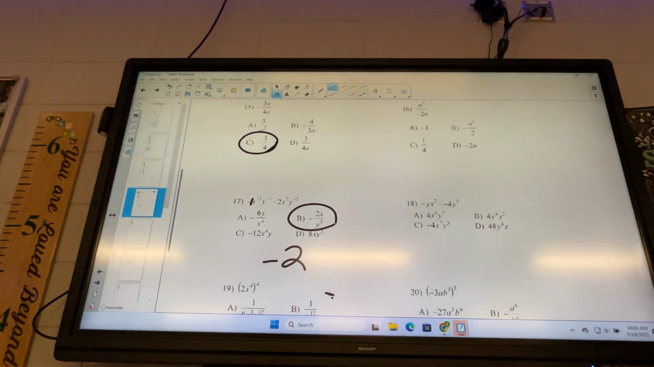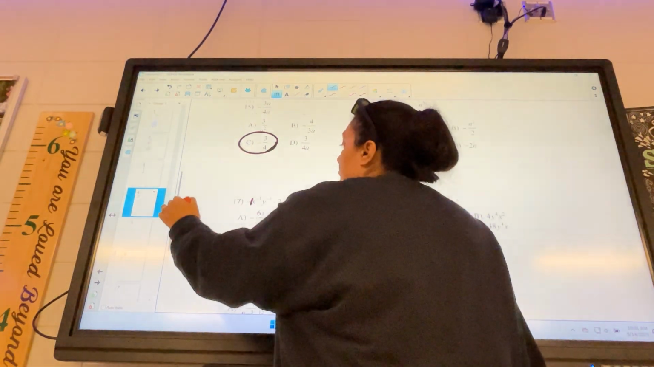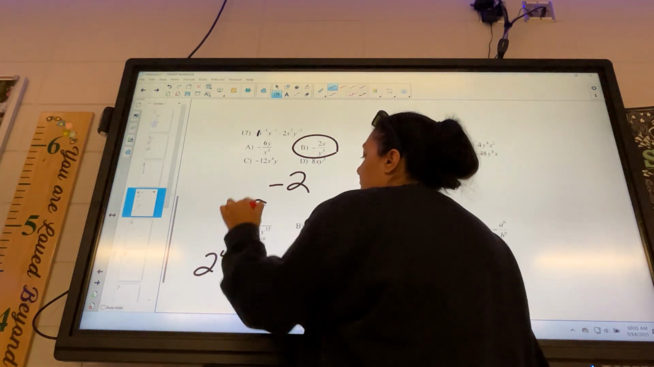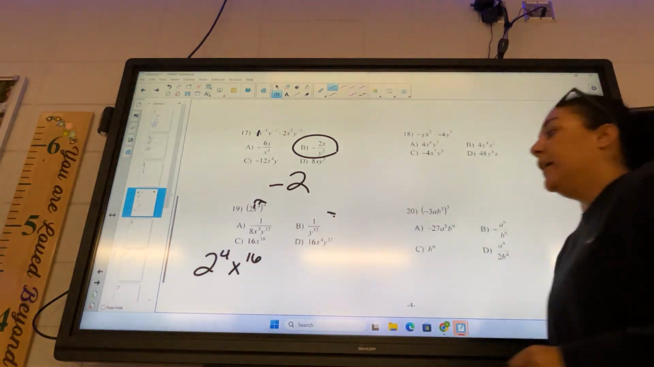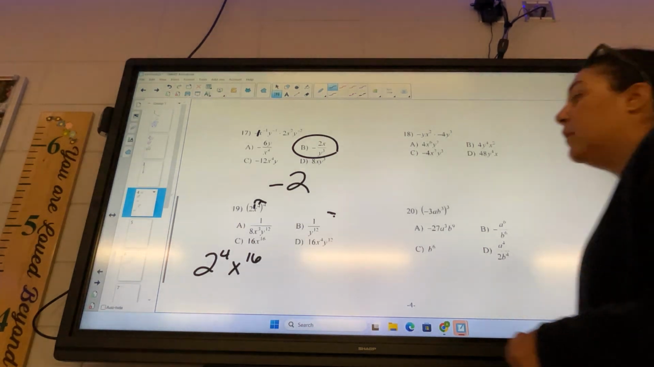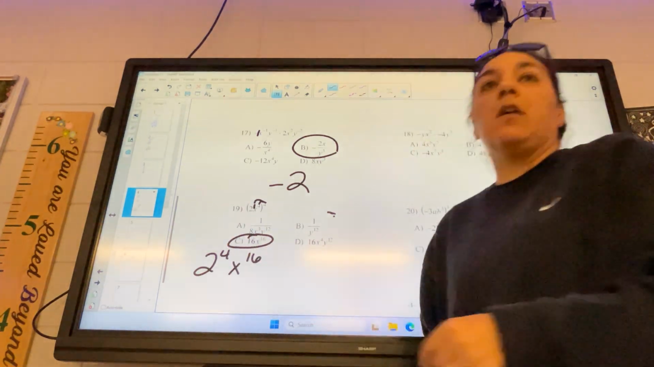19, you're going to say 2 to the, and then 4 times 1, which is 4. 4 times 4, which is 16. X to the 16. Look at your answer options. What's it have to be? It's got to be C. That's the only one with an X to the 16th power.